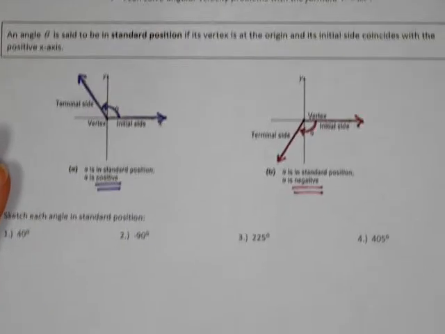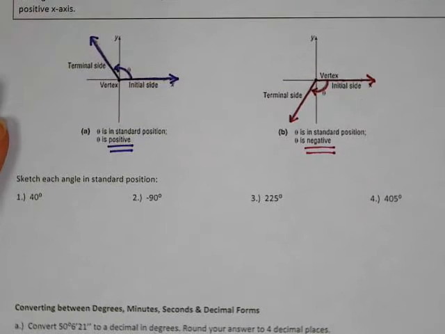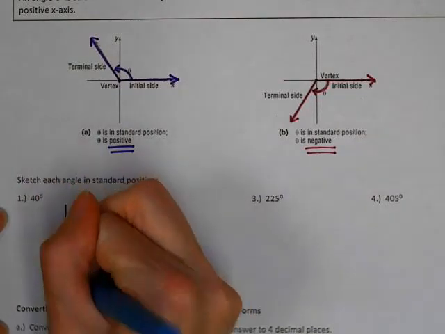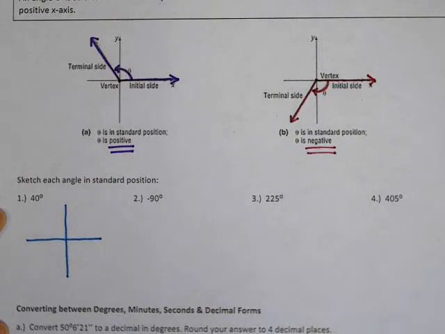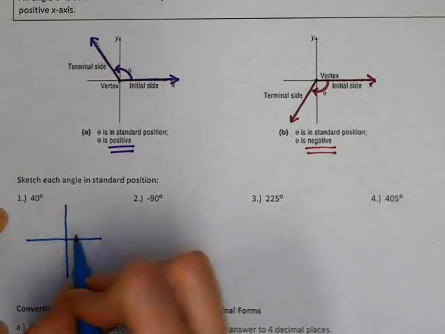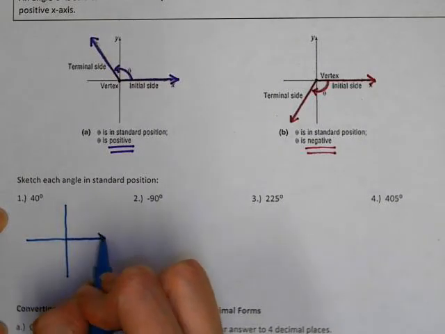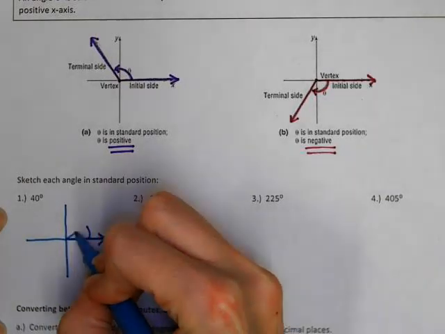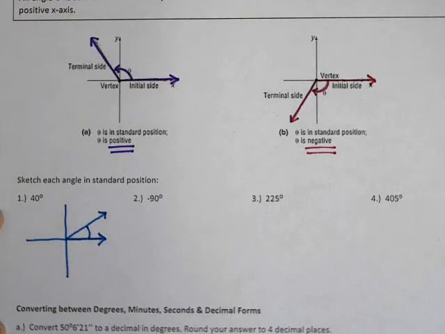Okay, so the first couple examples, I just want you guys to sketch each angle in standard position. So for example, number 1, just draw a simple XY axis. And if you're sketching 40 degrees, the initial ray will be here, and then up 40 degrees would be a little less than halfway. So that would be about 40 degrees.